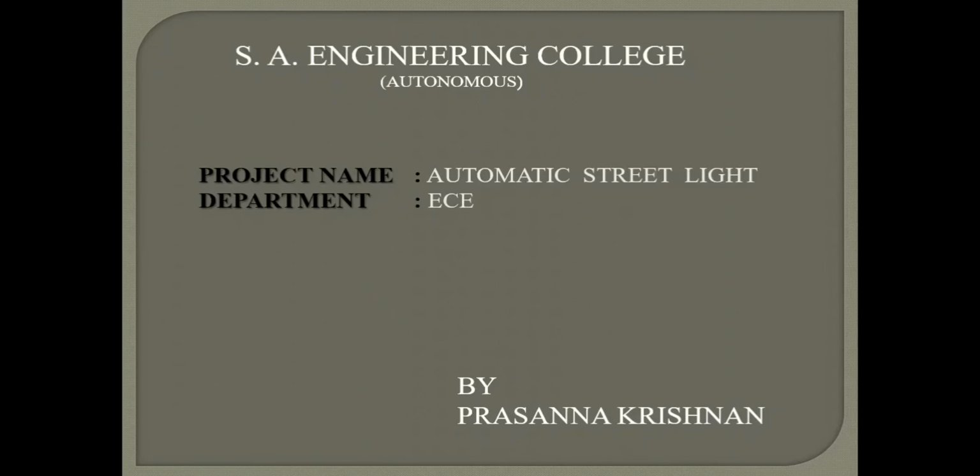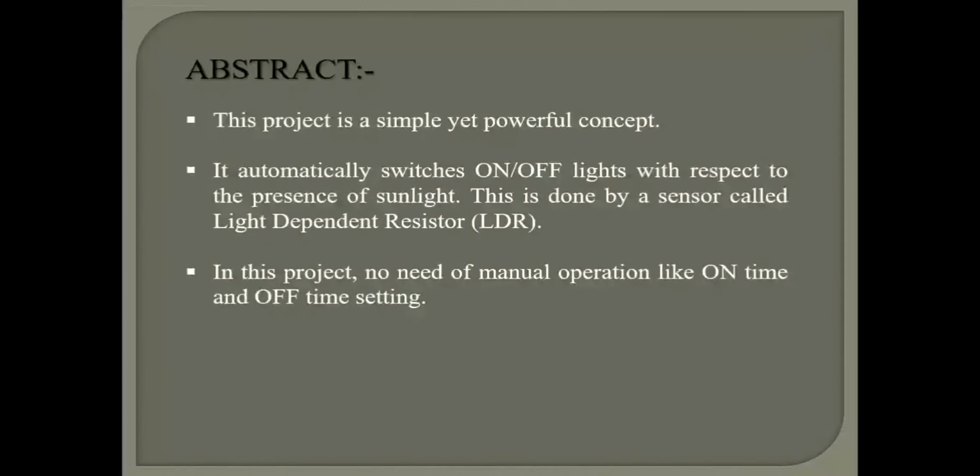Good morning everyone. Myself Prasanna Krishnan from SA Engineering College. In this part, I will explain about the project Automatic Streetlight. What is Automatic Streetlight? Well, it is a simple project and does not require any programming. The working principle of this project is it automatically turns on or off with respect to the amount of light present. The amount of light is measured using LDR, also called a light dependent resistor.